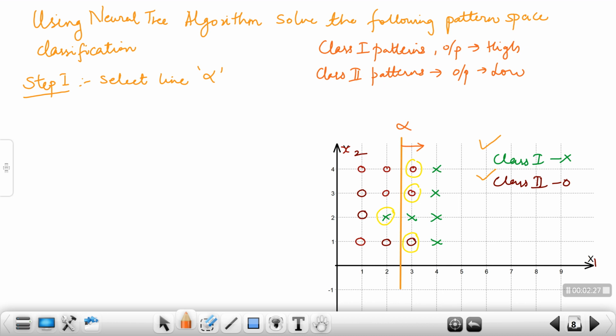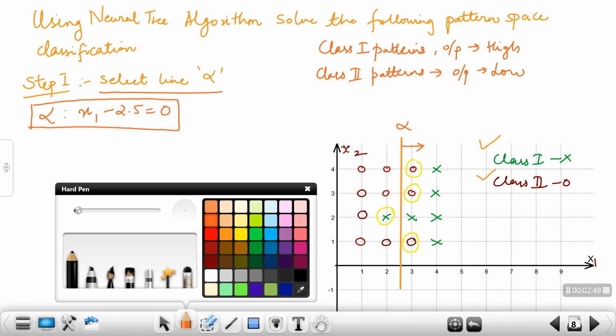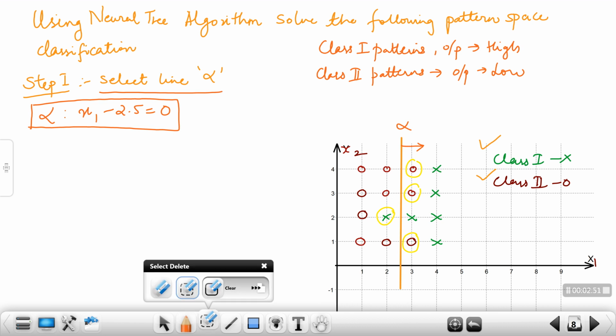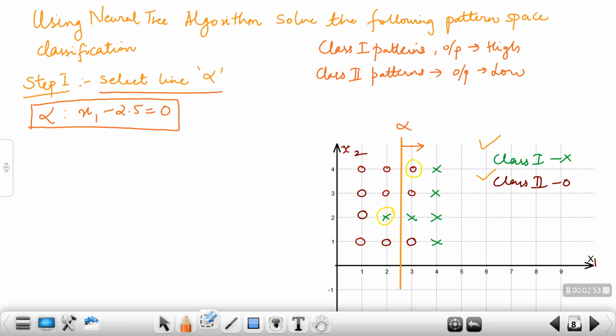So we have selected the line alpha, and what is the equation of this line alpha? The equation of this line is x1 minus 2.5 is equal to 0, and the 0, 0 point is not lying on the positive side, so we can stick with this equation. Now next is to find out the next equation to separate, that is beta. In this case, there are some patterns which are not classified.